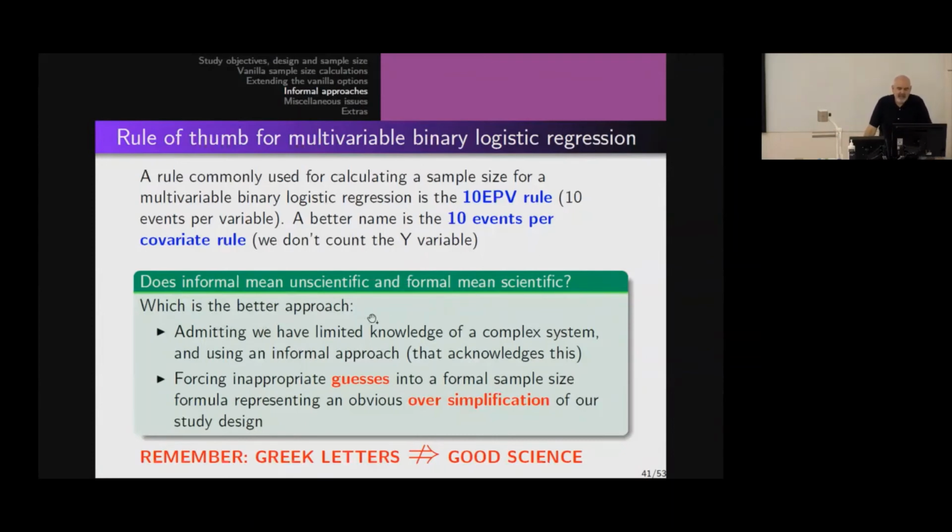So which is the better approach here? I want you to really think about this for a minute. Option 1, should we admit that we have limited knowledge of this complex system and use an informal approach to calculate sample size? The second option is, should we use a formal sample size calculation and force inappropriate guesses into this formal sample size formula, which is an obvious oversimplification, and probably incorrect, of our study design? Which is the better option?